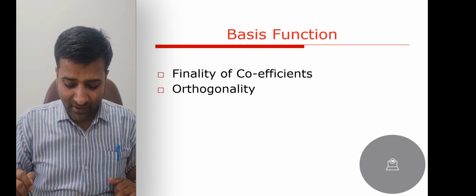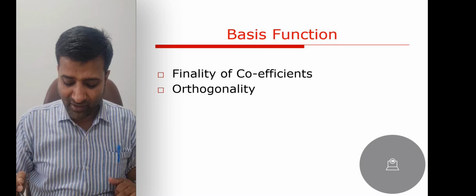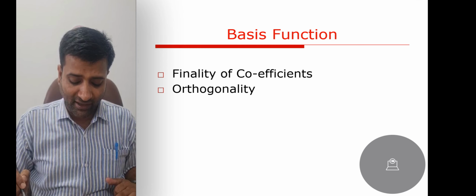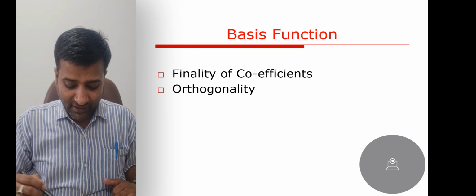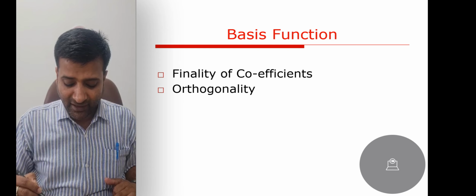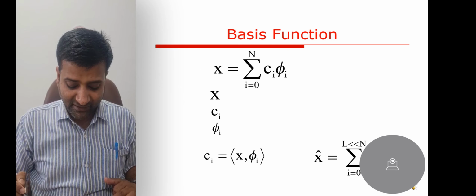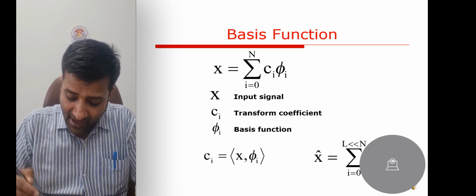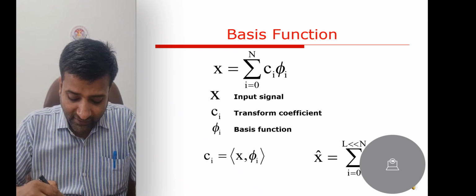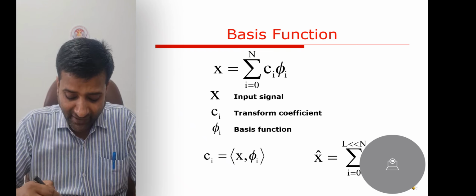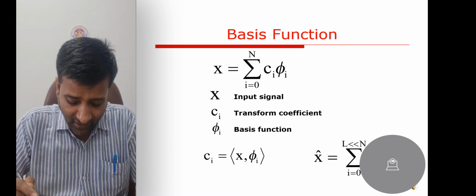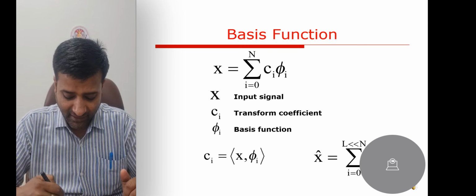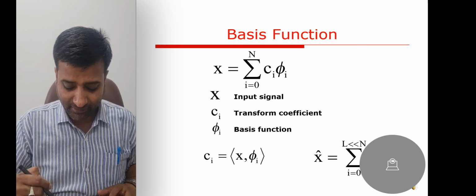The key parameter of a transformation is the basis function, also called the kernel. The basis function has properties of finality of the coefficients and orthogonality. These are the basic key factors. The basis function can be mathematically represented as x equals summation i equals 0 of ci phi i, where x is the input signal, ci are the transform coefficients and phi i is the basis function.